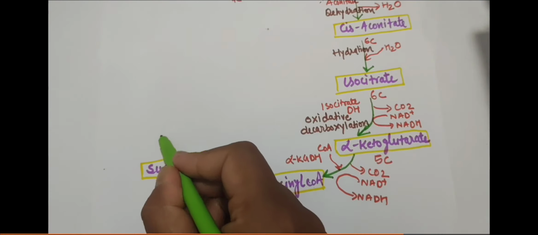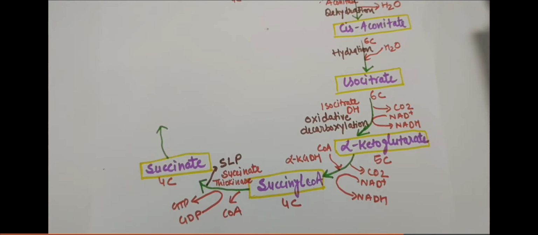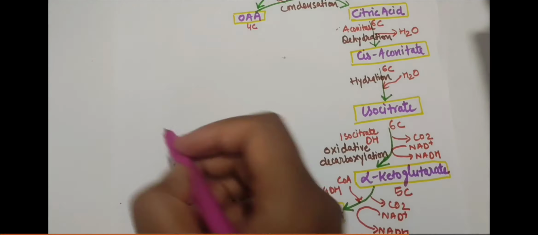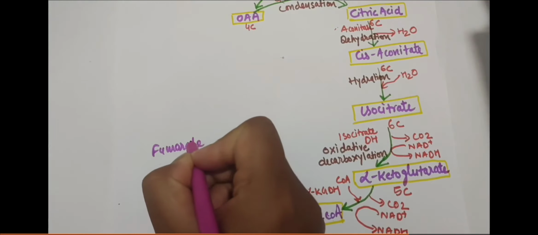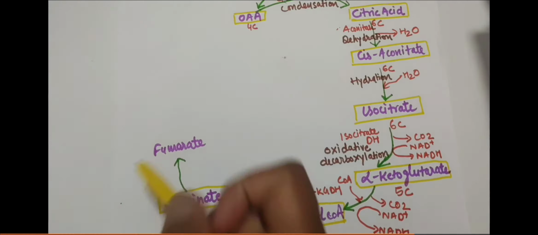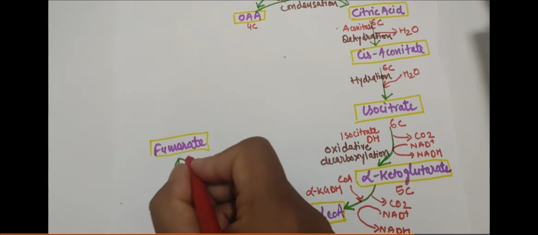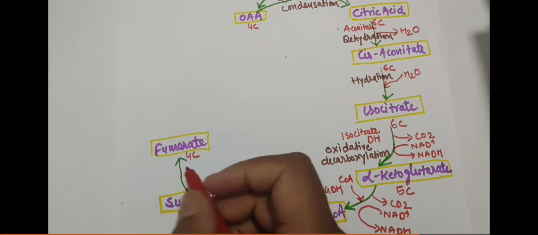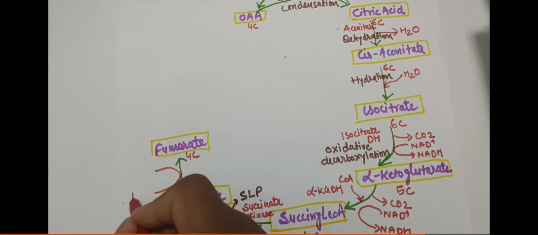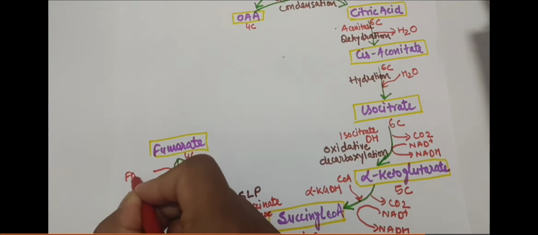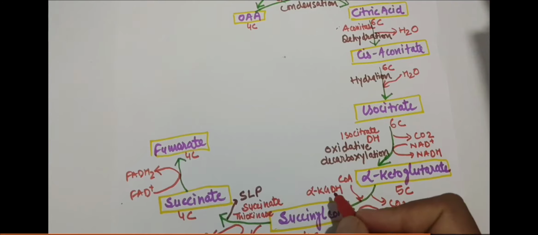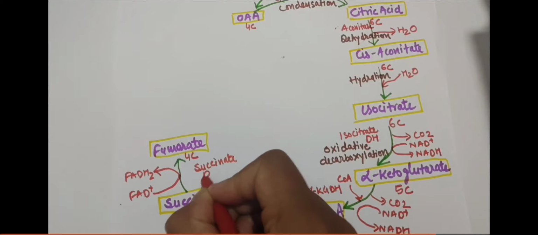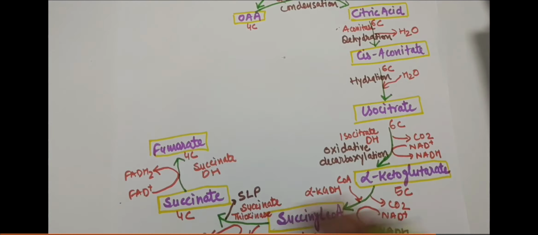The cycle will continue and succinate further converts into fumarate, which is a 4 carbon compound. Here FAD gets converted into FADH2, and the enzyme that catalyzes this reaction is succinate dehydrogenase.